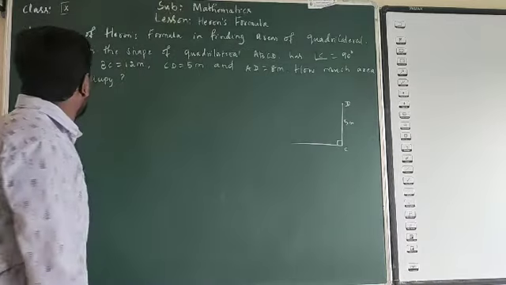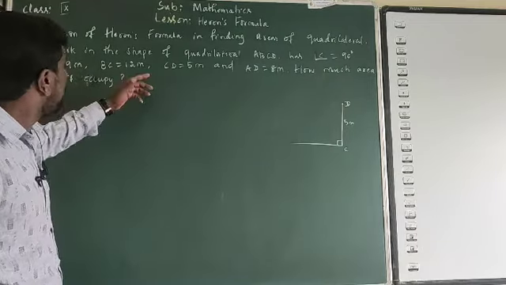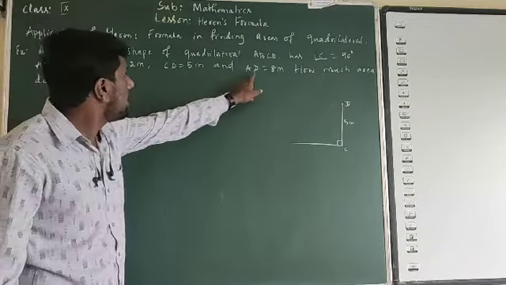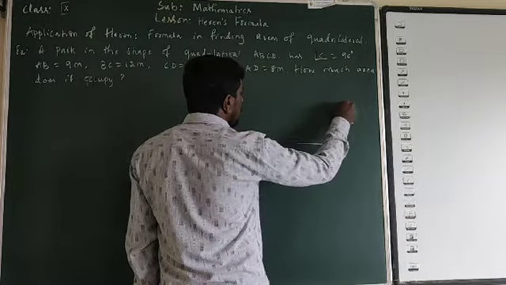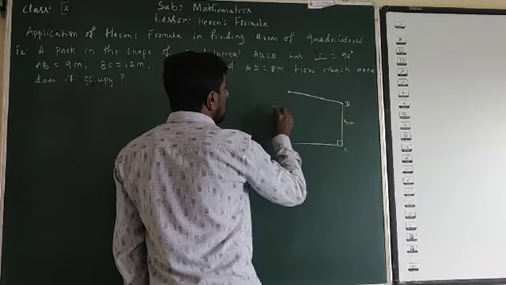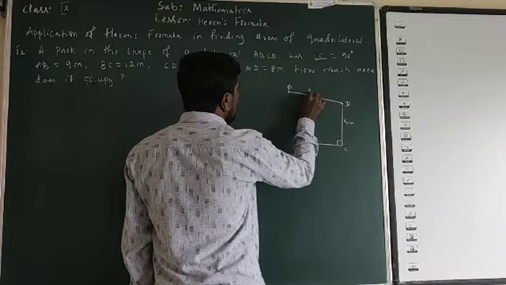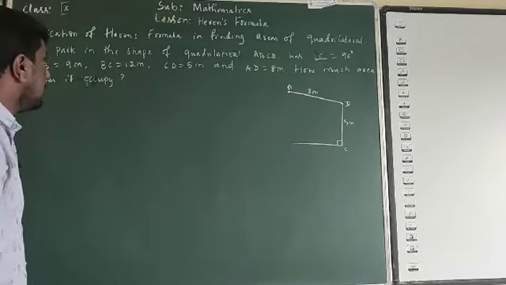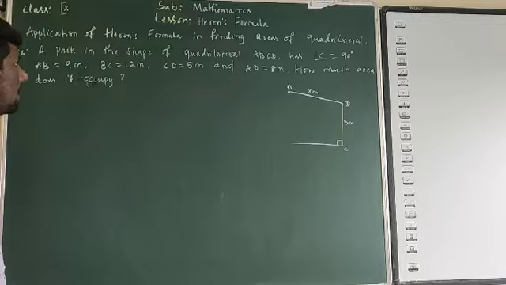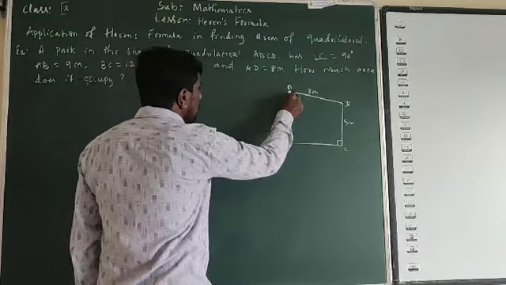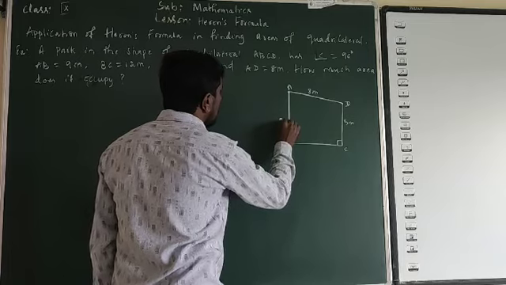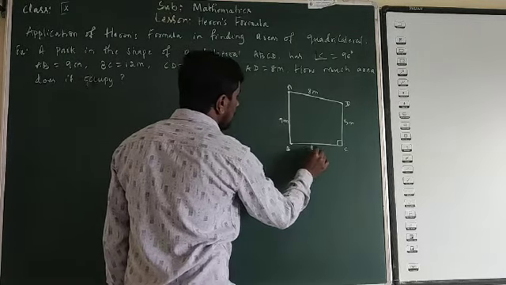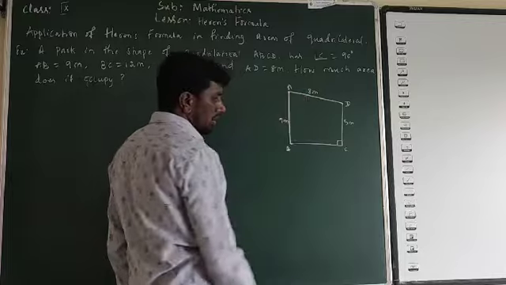Then D to somewhere else, A to D, 8 meters. So let me take this as 8 meters. Then A to B is 9 meters. So this is B. This is 9 meters. Then B to C is 12 meters.